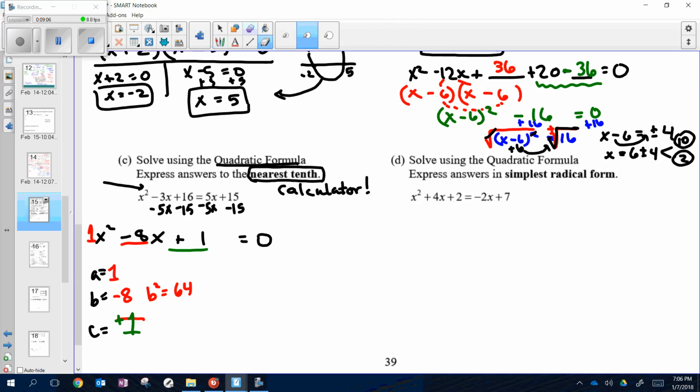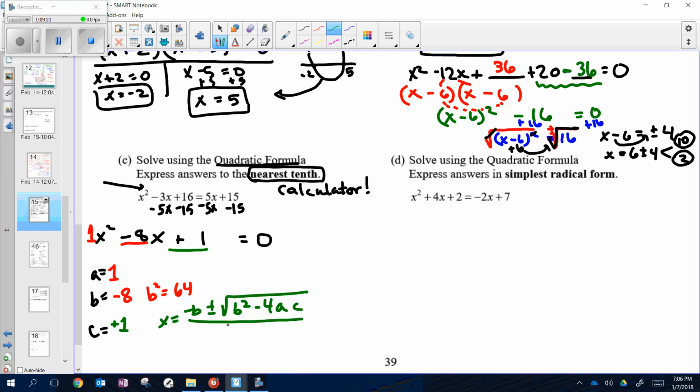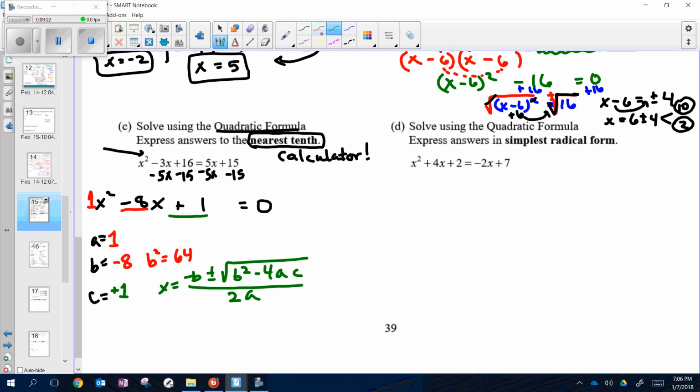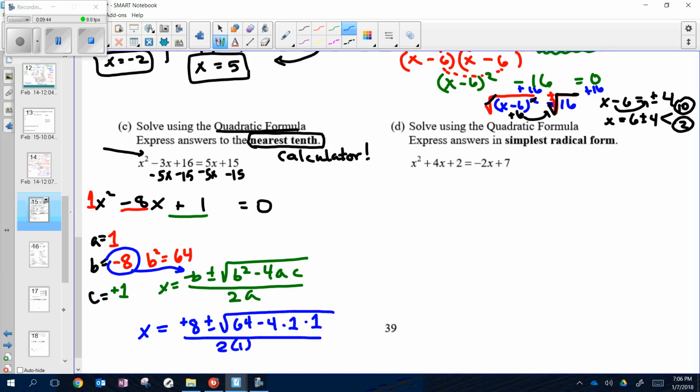Go into your formula. You're going to do the quadratic formula, so I'm just going to warn you, I'm probably going to sing it. Let's go. X equals negative b plus or minus square root of b squared minus 4 times a times c all over 2a. Now I'm going to plug in my numbers. X equals negative b means change the sign on b. So it'll be a positive 8 plus or minus square root of b squared is 64 minus 4 times a, which is 1, times c, which is 1, all over 2 times 1.